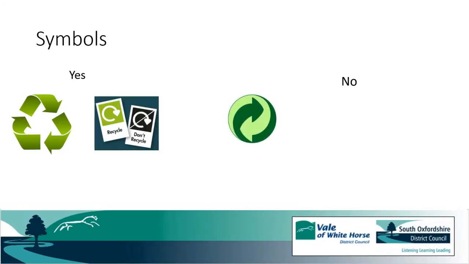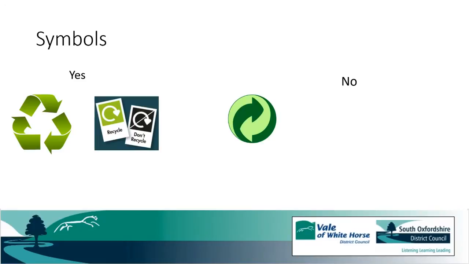Because then we have this one, which is very confusing. It's green and it's got arrows, which obviously people automatically associate with recycling. It doesn't actually mean that something is recyclable. It means that the manufacturer has made a financial contribution to recycling. So yeah, if you see that, please don't put it in your green bin.